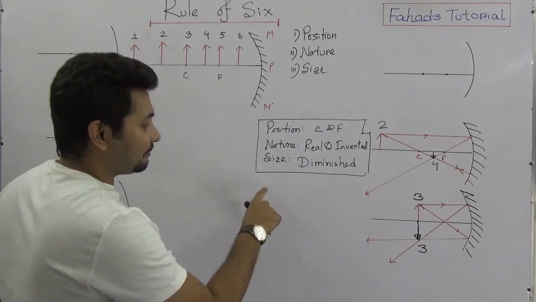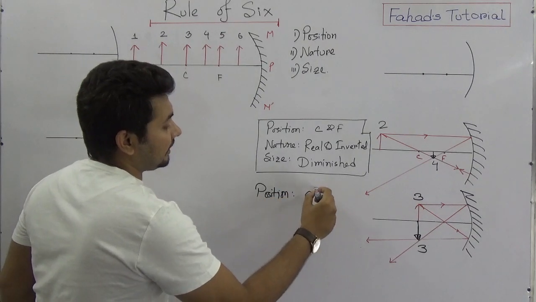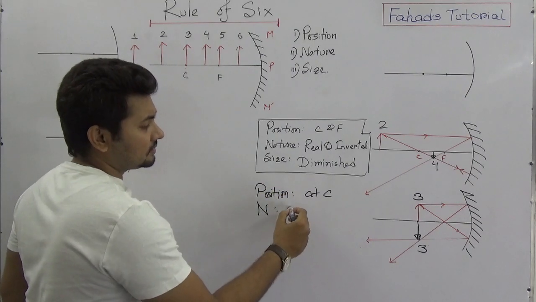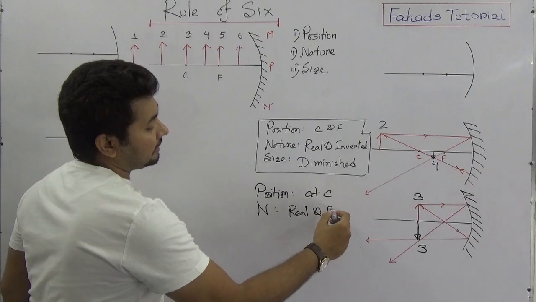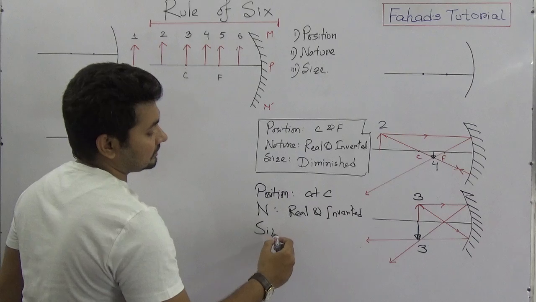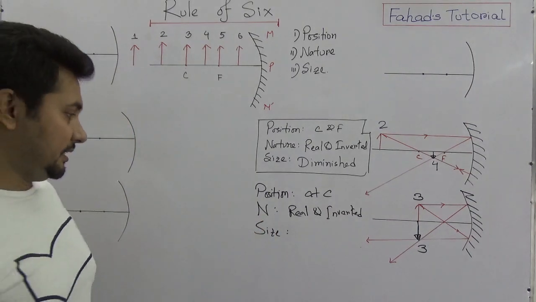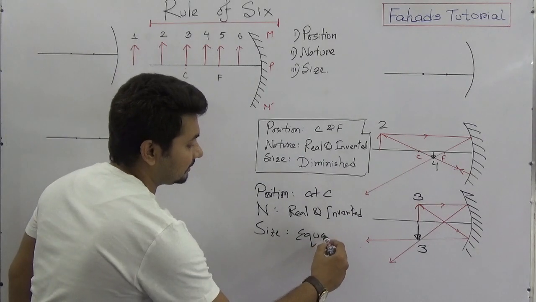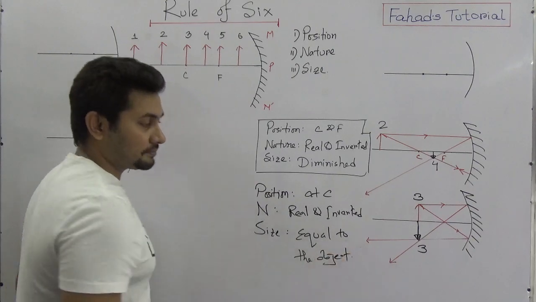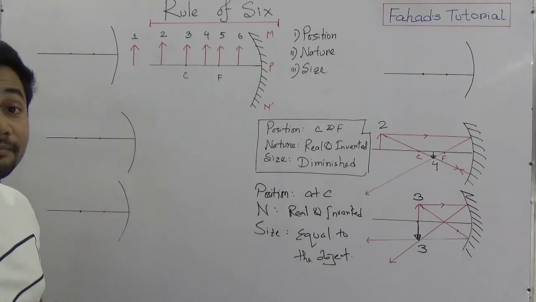Okay, so now what is the position? We can say the position is at C, the center of curvature, the nature is real and inverted again, and the size is actually equal to the object. So we can say this is equal to the object.